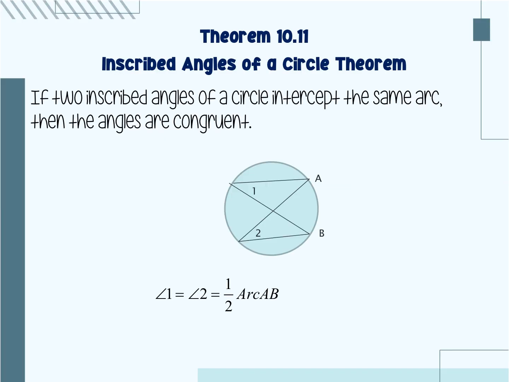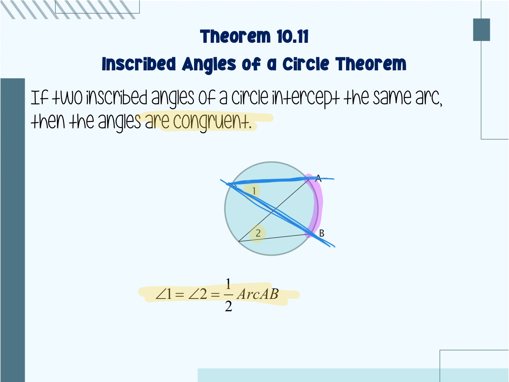All right, so looking at this one, okay? If two inscribed angles of a circle intercept the same arc, and I'm going to show you what that means, then the angles are congruent. So they're saying 1 and 2 are going to be congruent because this is my arc. Look at where my arc is and look where my inscribed angles are. This is my angle in blue. Okay, so if you're looking at it, it's starting at one end of the arc, coming to the other end of the arc.